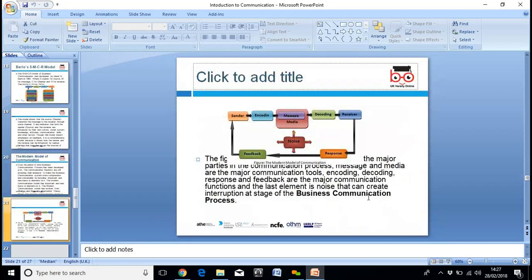And lo and behold, it's very similar. Sender, the encoding or message, the decoding of the message, that's understanding what's actually being sent. The receiver, the response, the feedback, back to the sender.